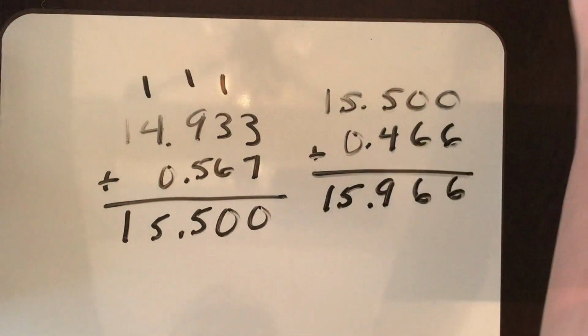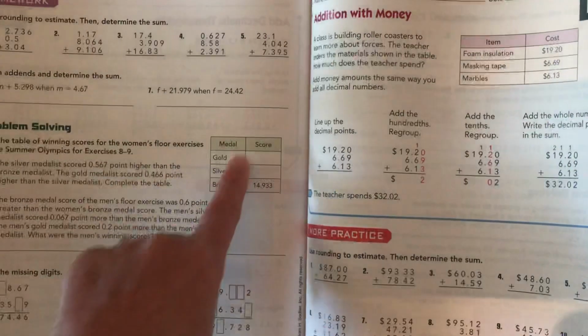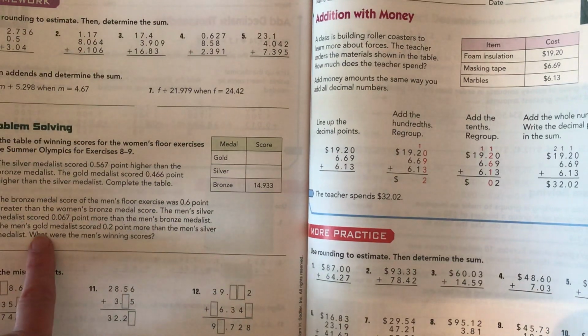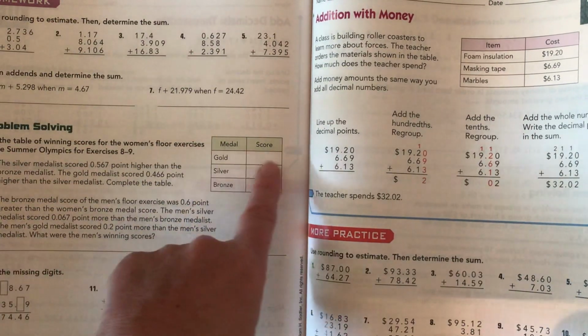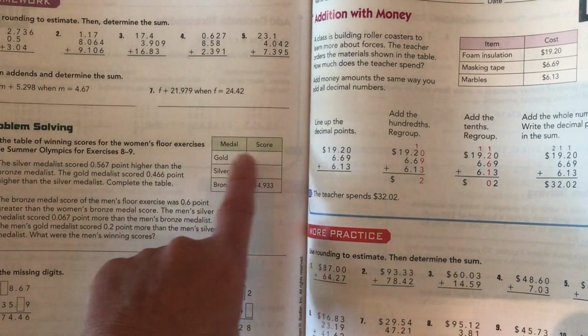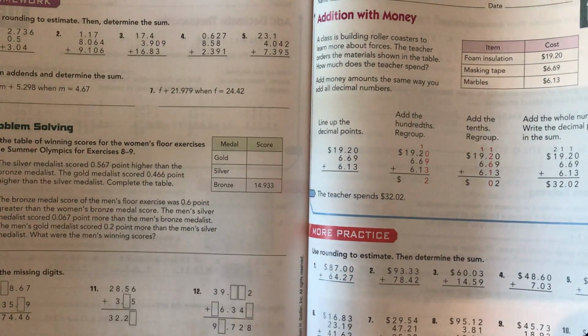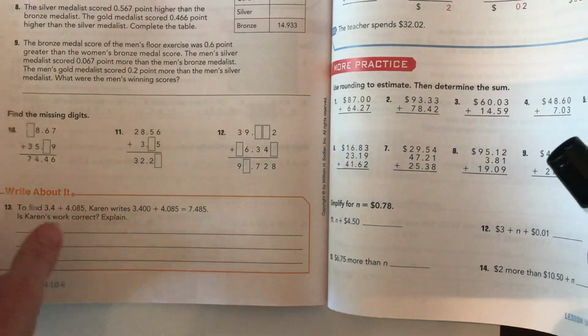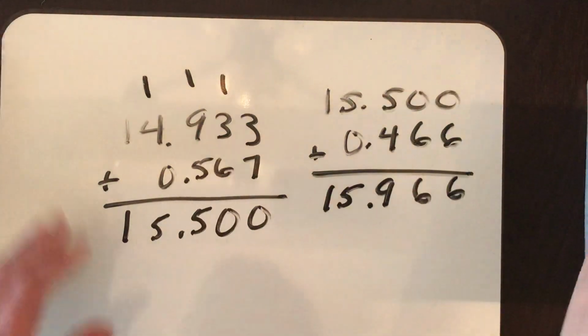Now you need that information. You have this table completed. You need those numbers to do number 9. So you have to make a table just like this for the men. This is the men's floor exercise. So make a table just like that to find gold, silver, and bronze. Okay, and then on this part you need to find the missing digits. So we'll do one of those together.